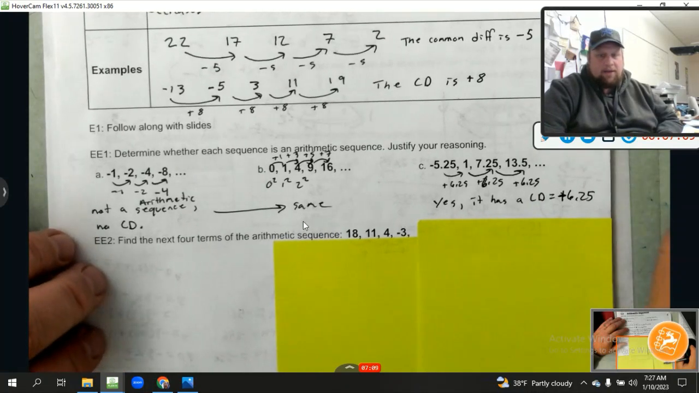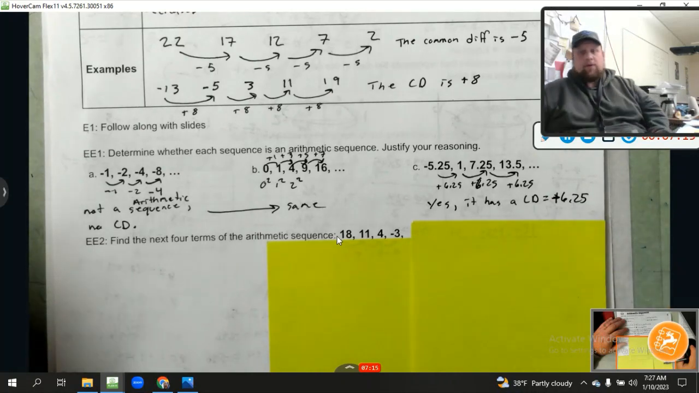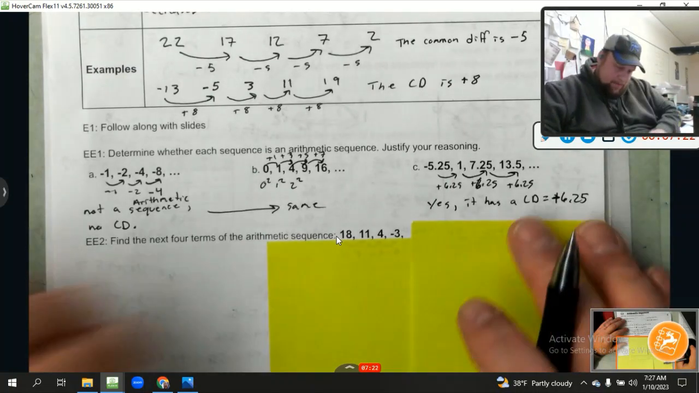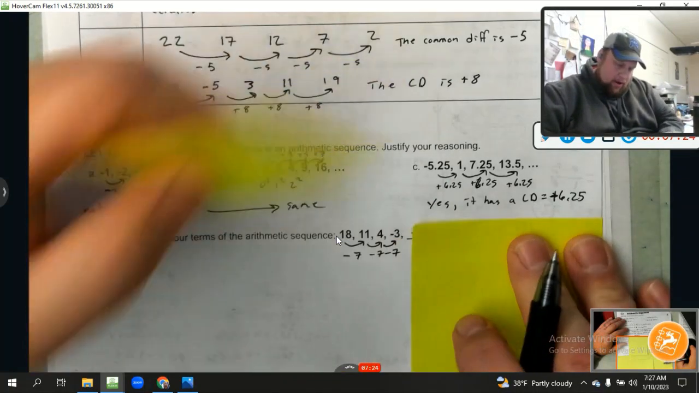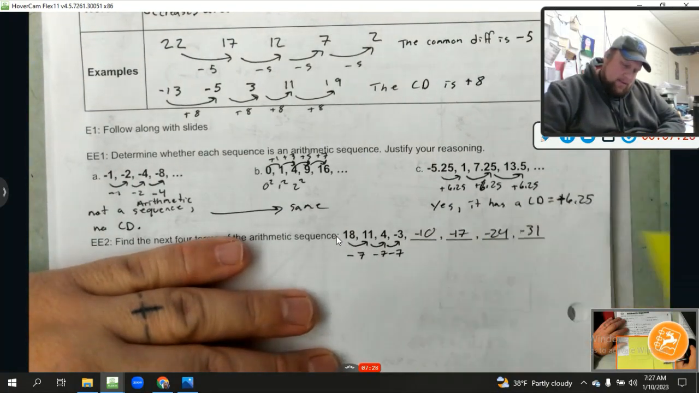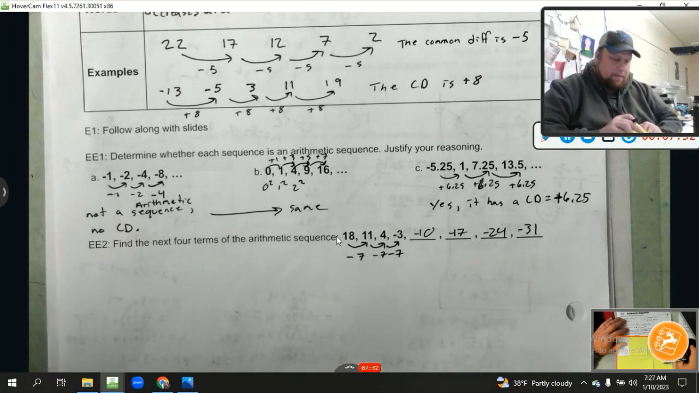All right, take a minute. I'm going to pause it. Find the next 4 terms of the arithmetic sequence 18, 11, 4, -3. Ready, set, go. Famous coffee sip. Perfect. Well, what do we have right here? This is a common difference of -7. So -7 is going to be -10, -17, -24, -31.